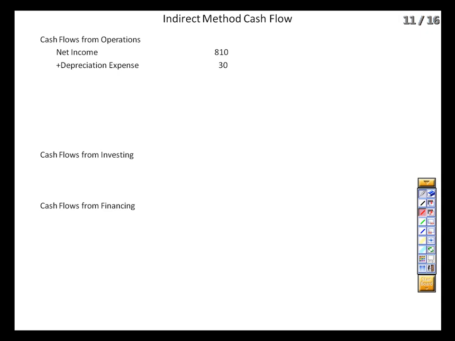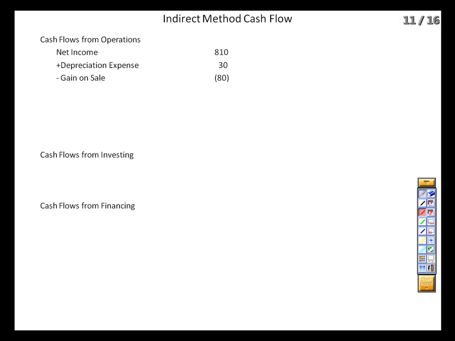And what did that gain do to net income? It made net income go up. So we've got this big plus 80 in net income that doesn't belong in cash flows from operations. How do we fix that? By subtracting it back out. Minus 80 for the gain.